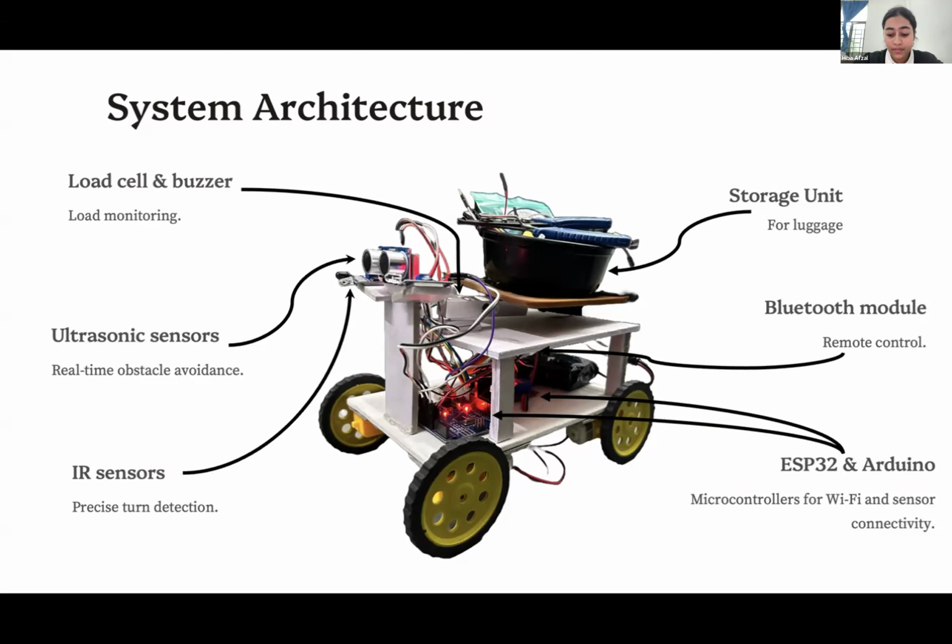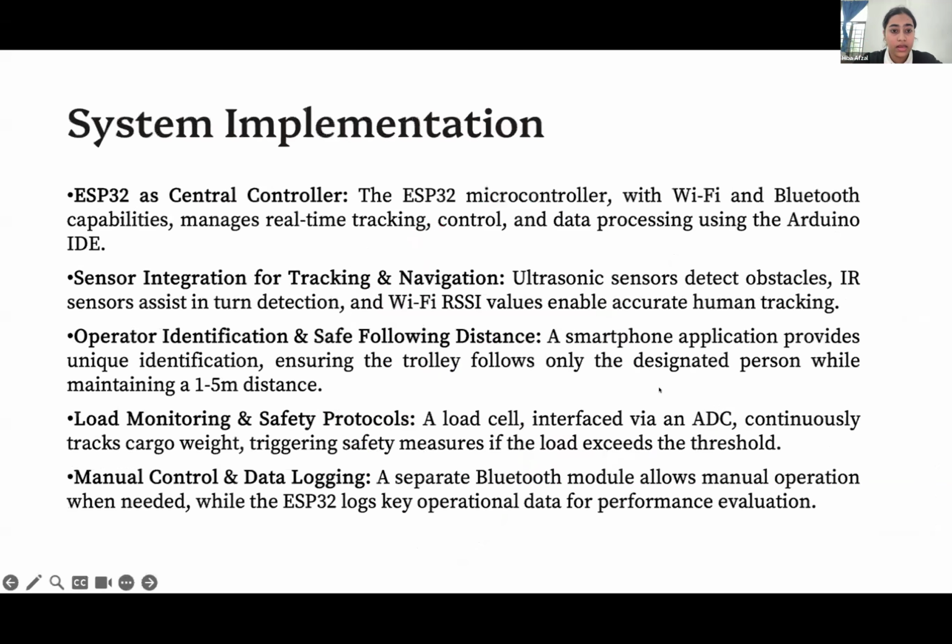Now, system implementation. ESP32 as central controller. The ESP32 controller with Wi-Fi and Bluetooth capabilities manages real-time tracking, control, and data processing using the Arduino IDE. That is the platform used to code for the ESP32. System sensor integration for tracking and navigation. Ultrasonic sensors detect obstacles, IR sensors assist in turn detection, and Wi-Fi RSSI values enable accurate human tracking.